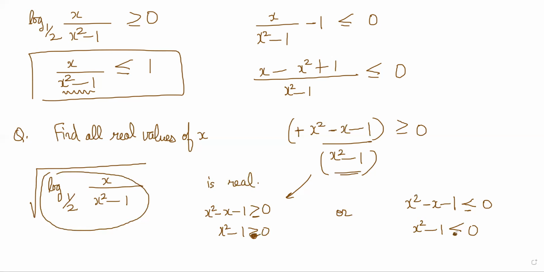No, I'm talking the top can be 0 and then the bottom denominator can be whatever because it doesn't matter. So this is what we have to solve. So how will you solve the first one here? x square minus x minus 1 is greater than 0.